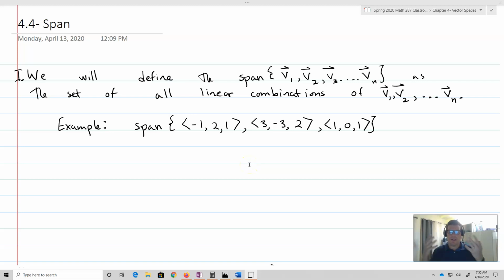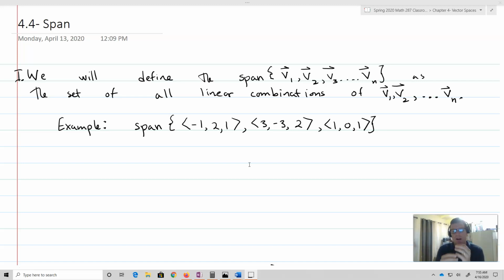So this video is going to synopsize some of the work that we've done with span. Span is a really big idea inside of linear algebra, particularly when we start working inside of vector spaces and working with vectors. So let's first define span. We're going to define the span of a set of vectors, v1, v2, v3, all the way to vn, as the set of all linear combinations of v1 through vn.